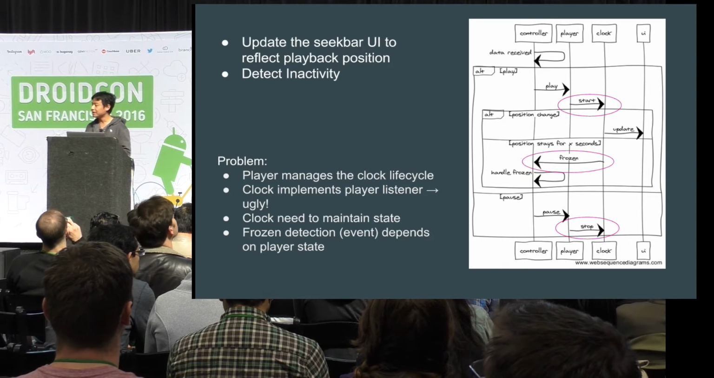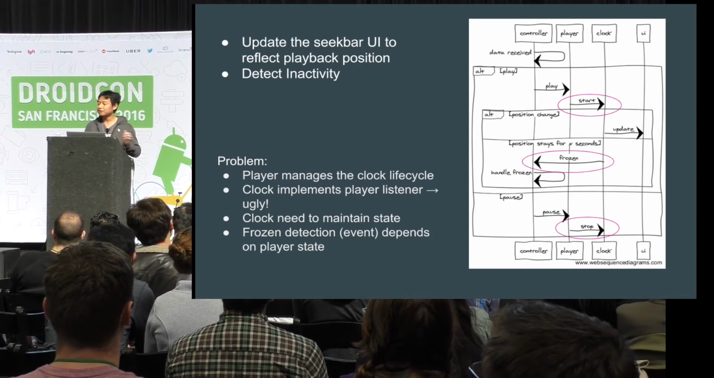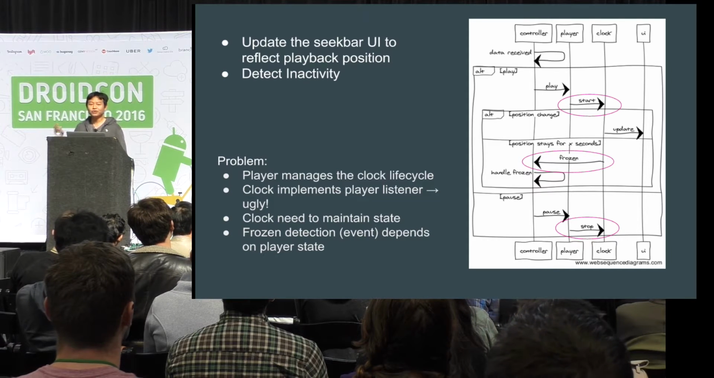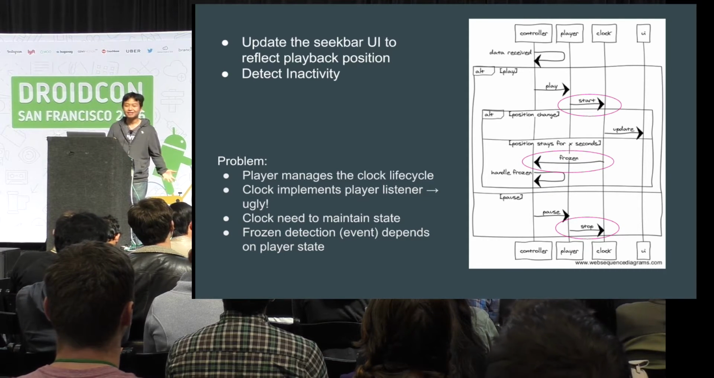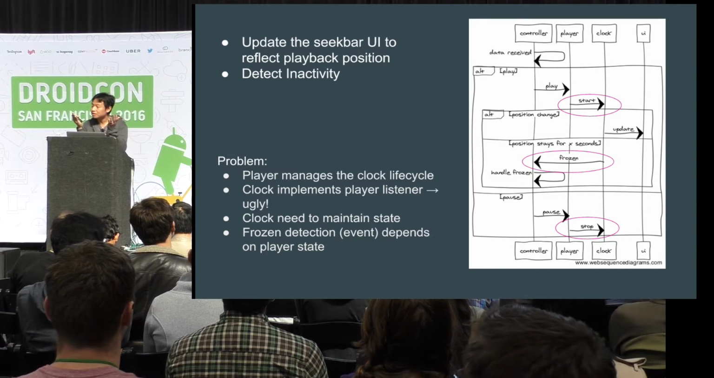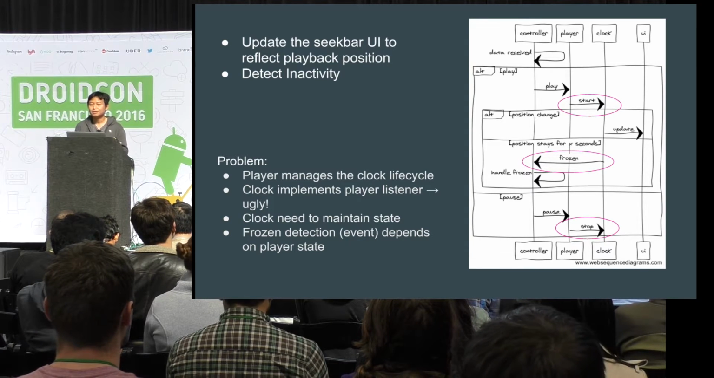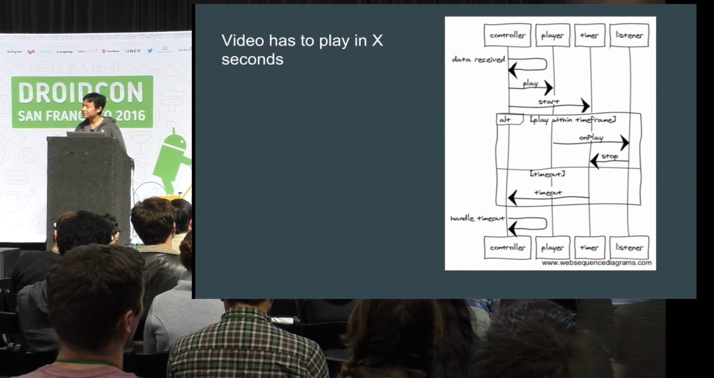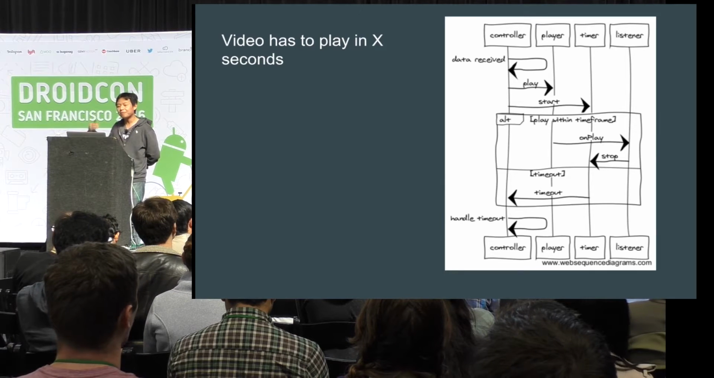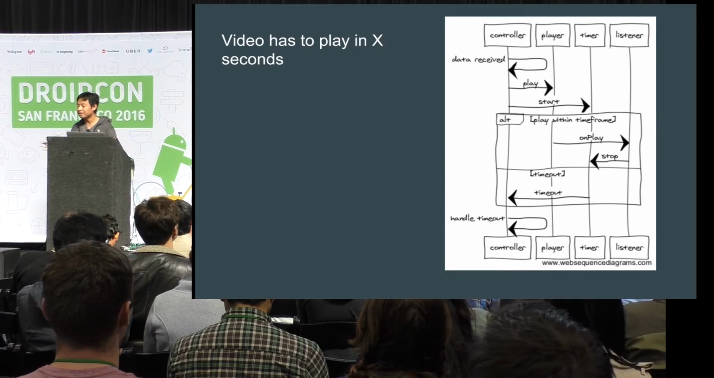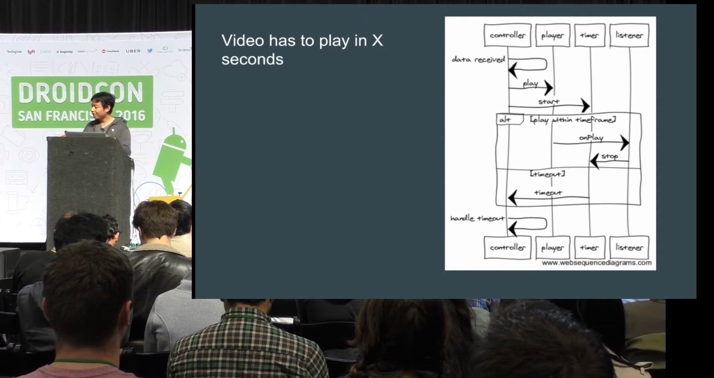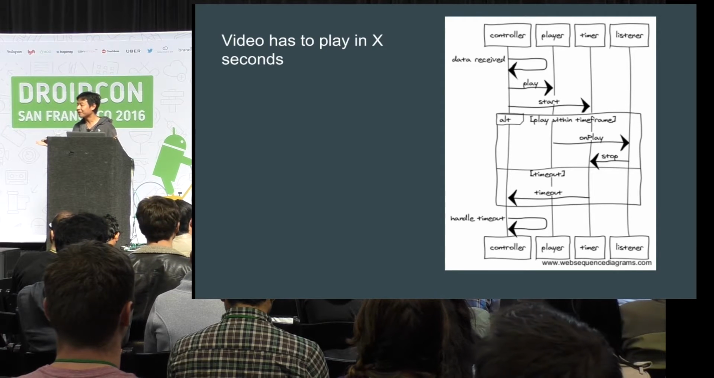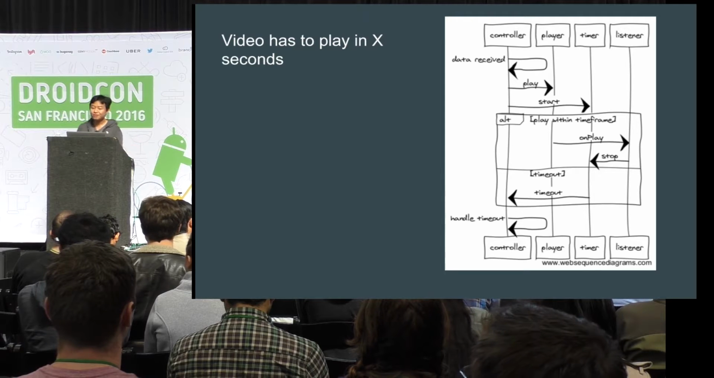And then the frozen detection needs to depend on the player state, which is, when it pauses, you don't detect that as a frozen, right? The video is supposed to be stopped, so it's expected. So the second requirement is so simple. Your architect comes to you, hey, I have a simple requirement. Can you detect if the video does not play within X seconds, and do something about it? It's so simple, right? Why does it take you so hard?